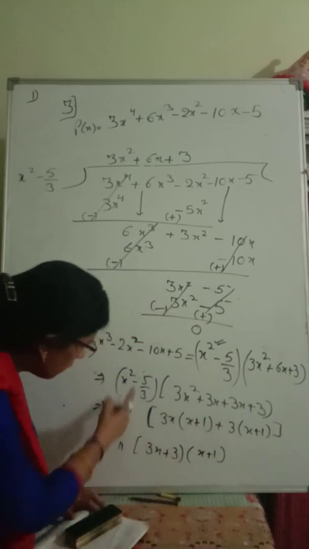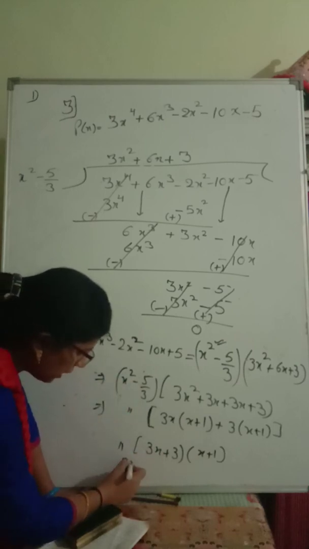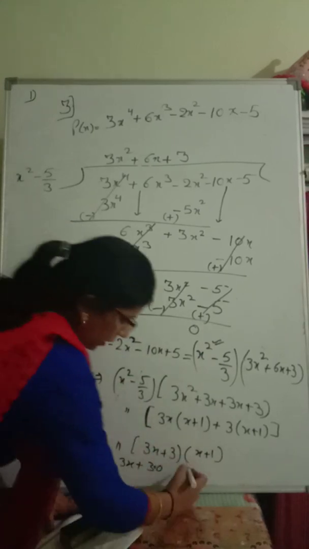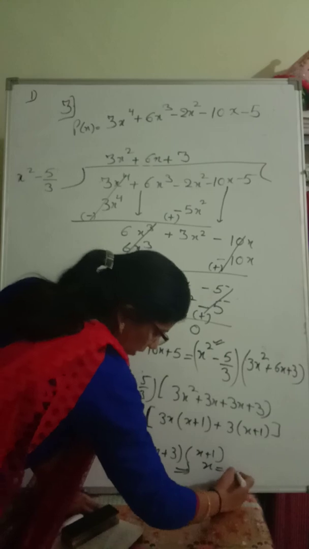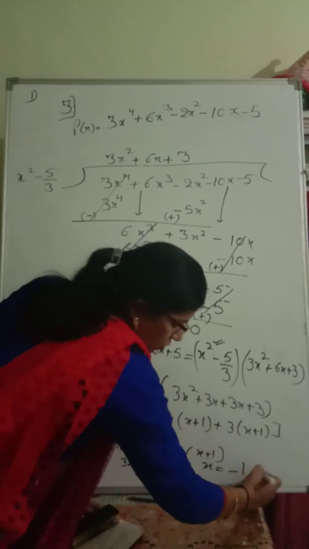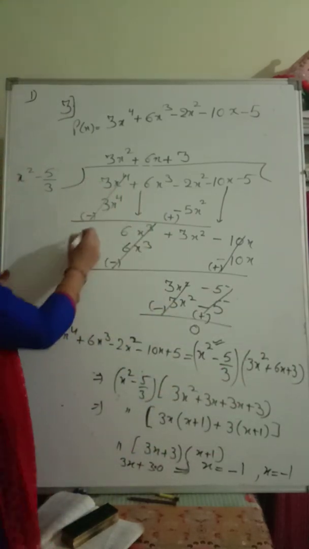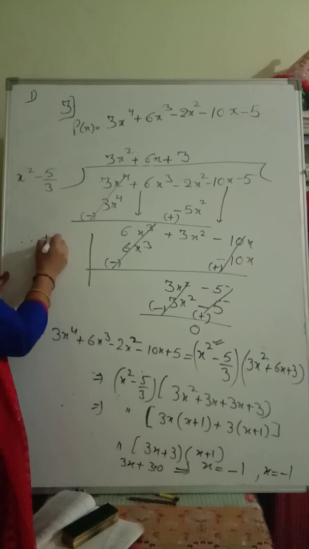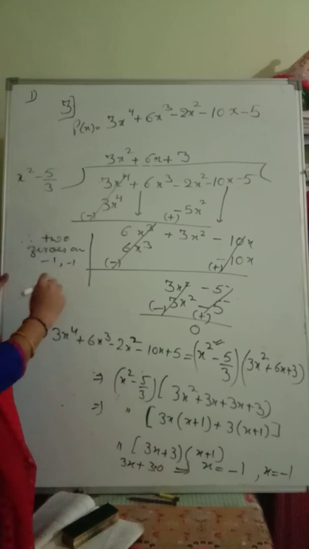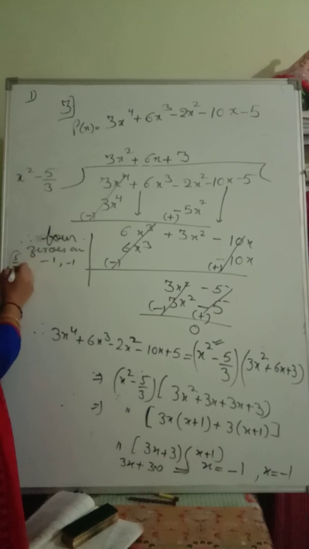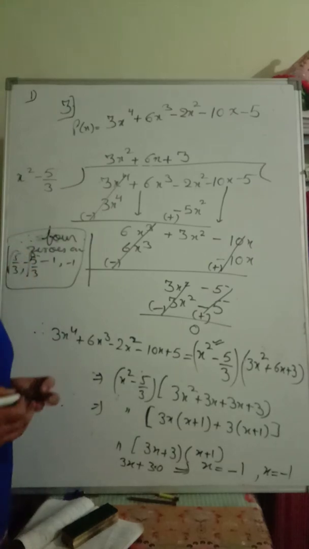So from this we got this, and from this, if 3x plus 3 equals 0, what will be the value of x? x equals minus 3 upon 3, that is minus 1. And from this, x plus 1 equals 0, so x equals minus 1. So we have two zeros. Therefore the two zeros are minus 1 and minus 1. And we can write the 4 zeros are: what were our first? Plus root 5 upon 3 and minus root 5 upon 3. So these are our 4 zeros.